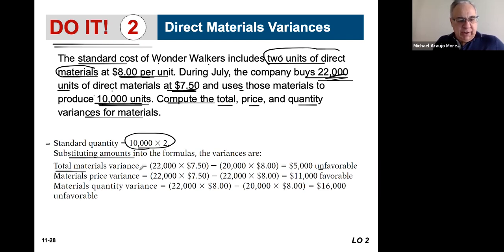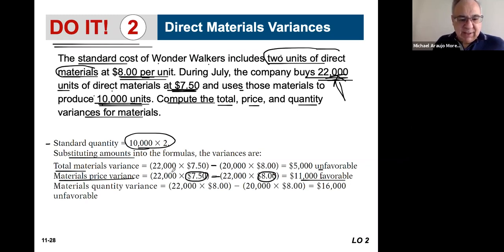That's for total materials. When you look at the material price variance, you've got 22,000, which is the actual, times the $7.50, which is what the actual price was. Subtract out the 22,000, which is the actual, by the standard price, $8. And there they spent much less on those materials. They had a favorable outcome of $11,000. Okay, because they got a price break, right? They only paid $7.50, whereas their standard price was $8.